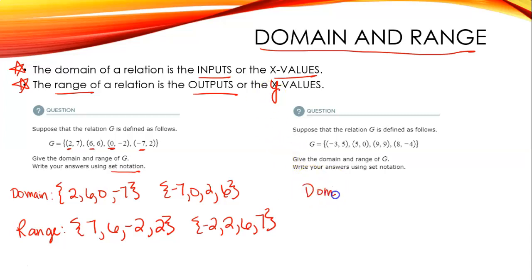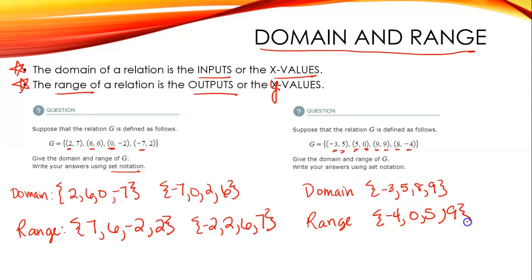Welcome back. You should have said that the domain was your x values. They are -3, 5, 9, and 8. And if I go ahead and put those in order, it should be -3 first, then 5, then 8, then 9. The range should have been just your y values. So it's 5, 0, 9, and -4. If I go ahead and put those in order, it's -4, 0, 5, and 9. Sorry about that weird comma there.